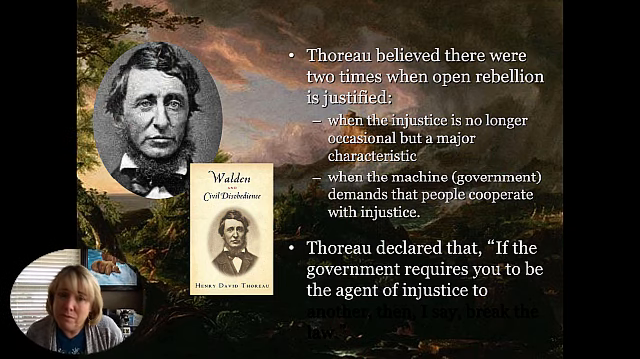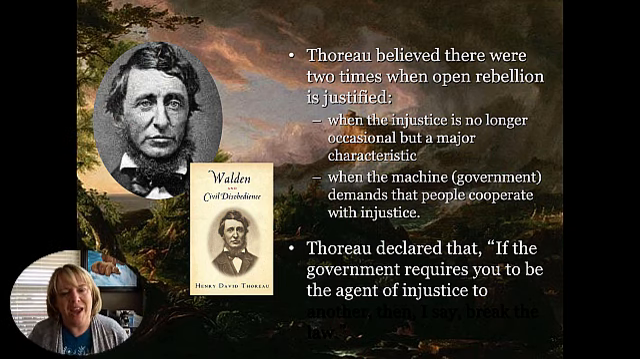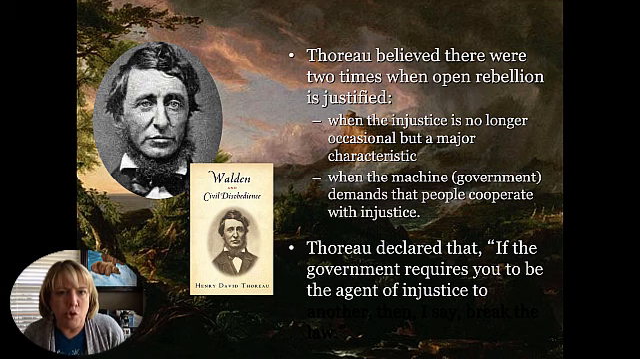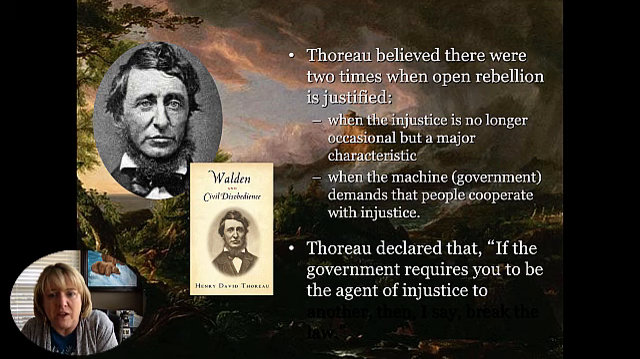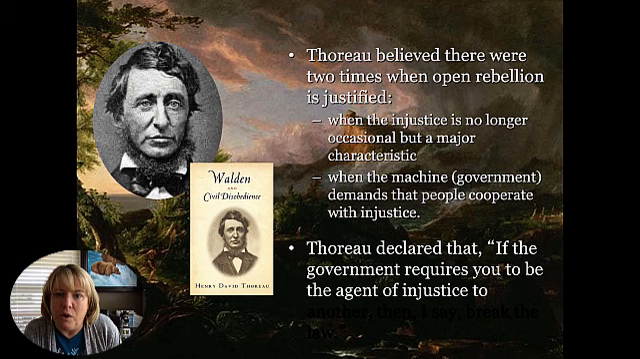Now, Henry David Thoreau, Emerson's student, is going to take this idea of individual responsibility in society a step further. He believed that one of the responsibilities we have is to rebel against a government that's not doing its job. Thoreau wrote the book Civil Disobedience, and in that book, he said that there are times when open rebellion is justified in our society. He said we can do that when injustice is no longer occasional, but a major characteristic. He also said when the government demands that people cooperate with injustice.